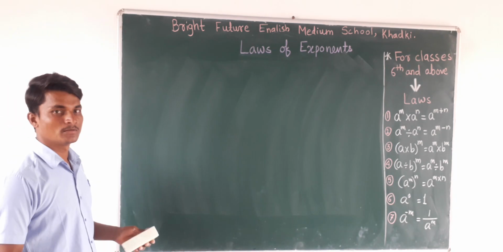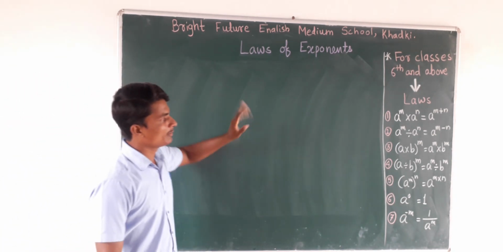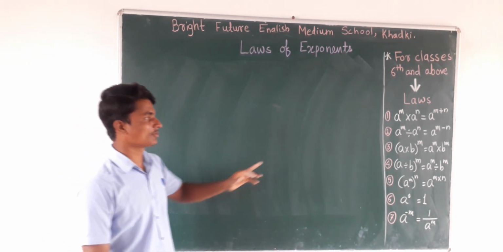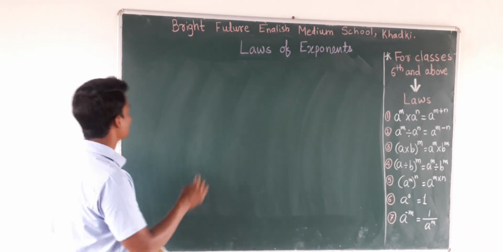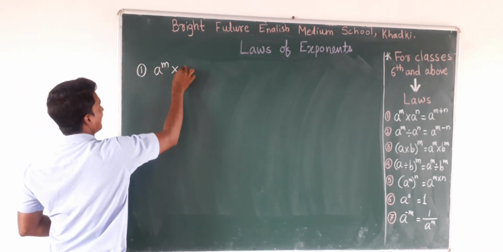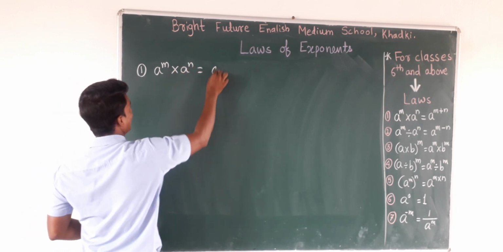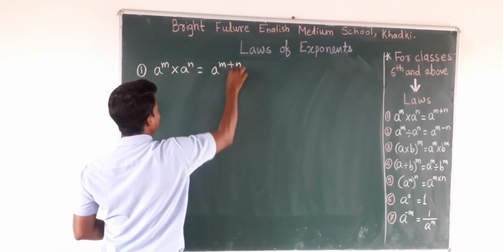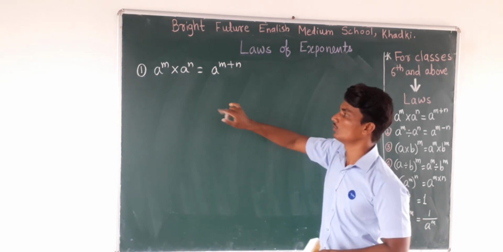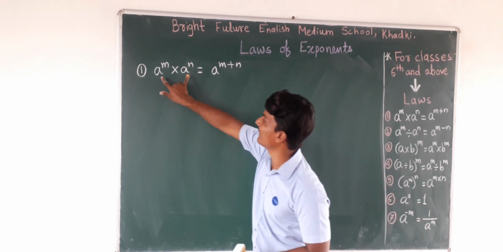Okay, now we will directly start. I hope you all understood what is meant by the product form and the index form. Now we will start our first law. The first law is that a raised to m multiplied by a raised to n is equal to a raised to m plus n. Now in this law, what is the meaning of this rule? The base is same.